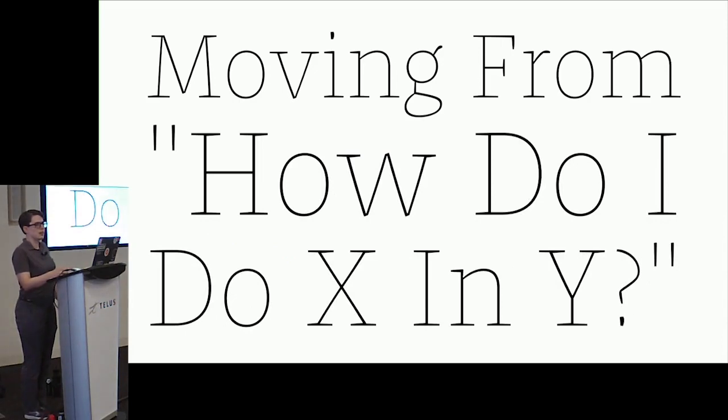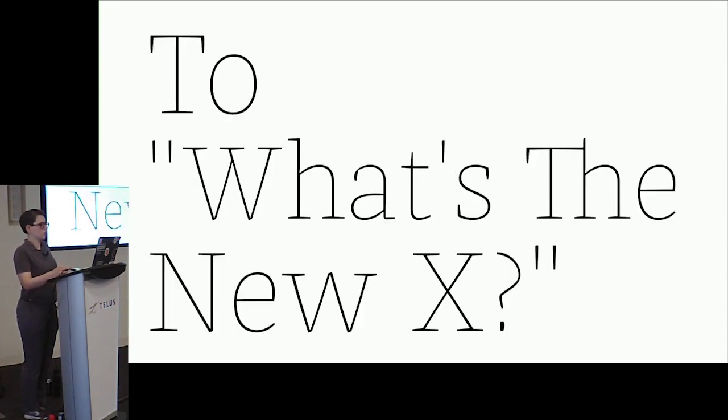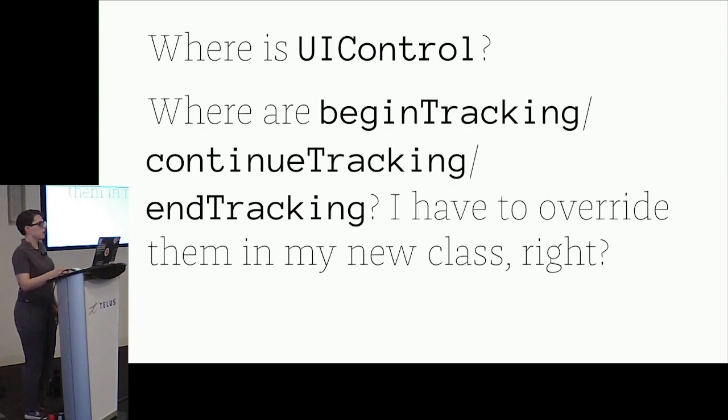One key thing to do when learning a new paradigm is to move from "how do I do X and Y" to "what's the new X." I'll share some examples to make this more concrete. When I was working on this project, I was thinking, where is UIControl? Where's beginTracking, continueTracking, and endTracking? I have to override them in my new class, right?